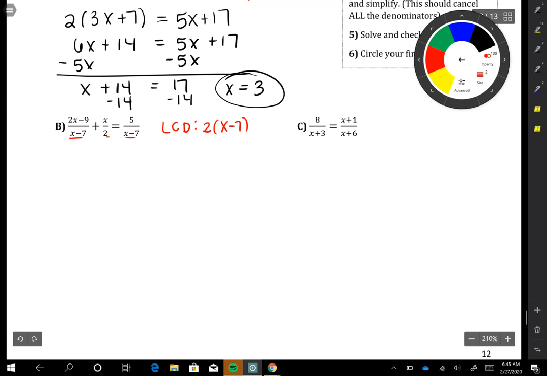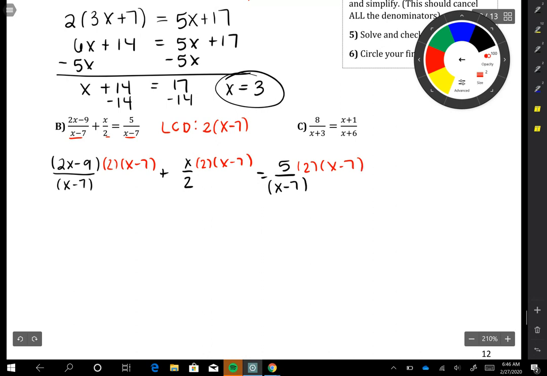Now I'm going to multiply every single term times that LCD, and I'm going to be using parentheses, plus x over 2 times 2 times x minus 7. You don't have to write these all separately. I'll show you in class how we can write less, since I'm spilling over into example C, but that's okay.